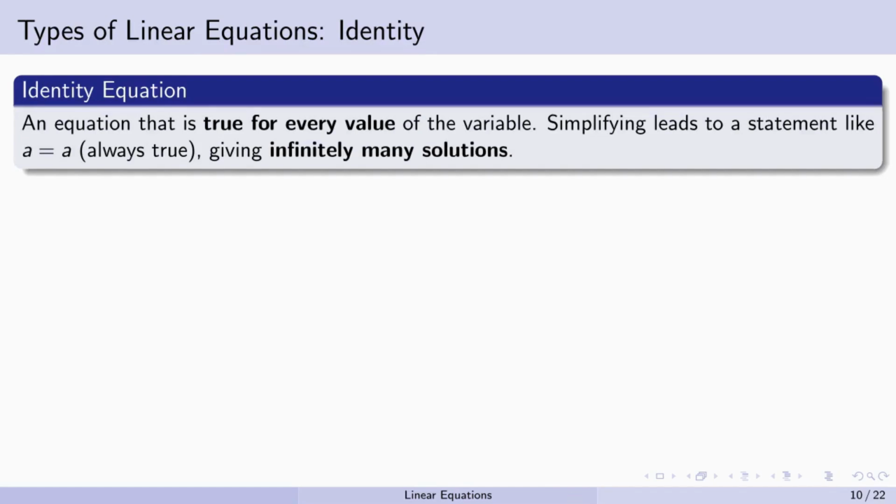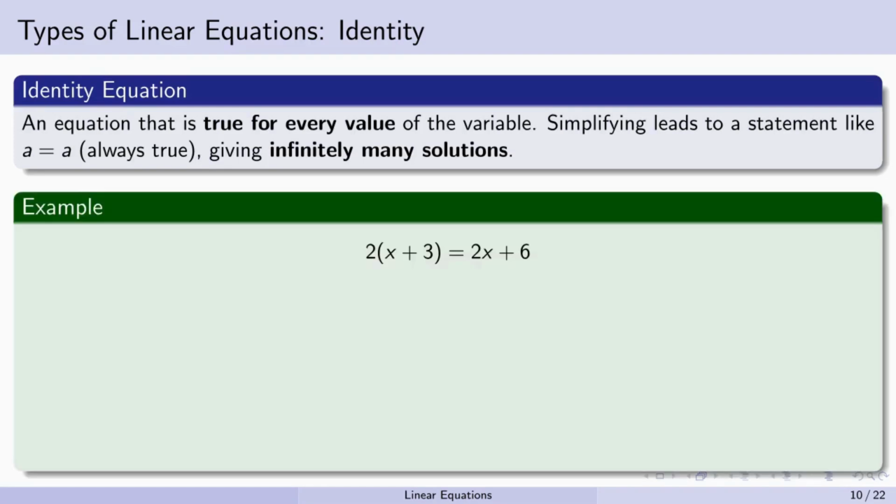Now, here's something a lot of courses skip, but it's really important. Not every linear equation behaves the same way when you solve it. There are actually three personalities a linear equation can have. Let's meet the first one. An identity linear equation is an equation that's true for every single value you could plug in, considering that we are in real numbers. When you simplify it all the way down, you land on something like 6 equals 6, a statement that's always true no matter what.